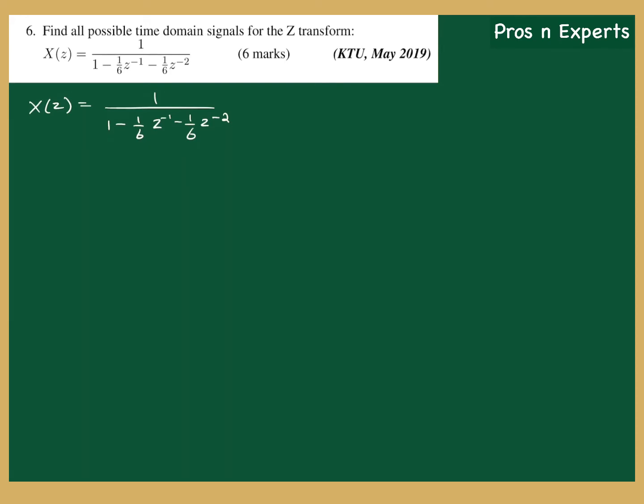On what basis can we classify these possibilities? It is based on the ROC. For different possible ROCs, we can have different possible time domain signals. Let us see how it can happen. To find the inverse transform, we have to write this polynomial into factorized form.